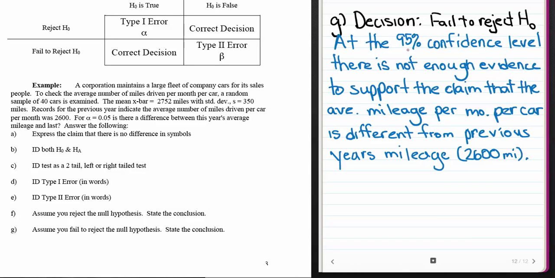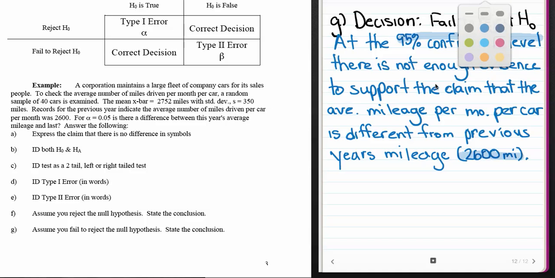At the 95% confidence level, so confidence level versus significance level, that's one change that alters nothing. And then there is not enough evidence to support the claim. And then I've reworded the claim in just a slightly different way, holding truer to the original statement in the problem, the claim that the average mileage per car per month is different from previous year's mileage. And then in parentheses here, I wrote the 2,600 miles instead of putting it in the bulk of the claim because that's staying truer to the original statement.